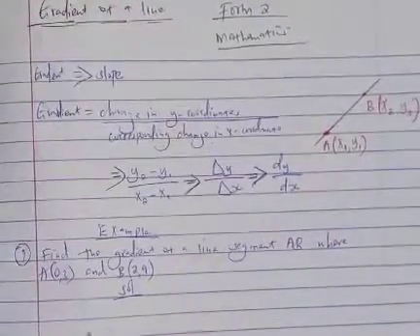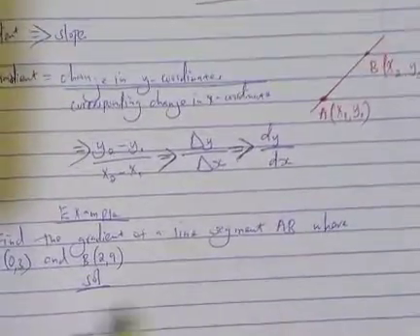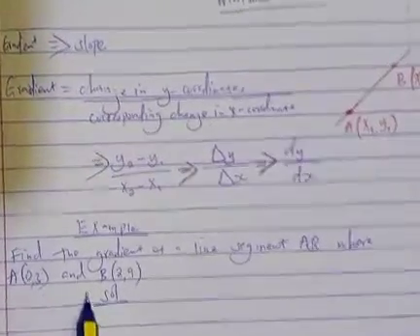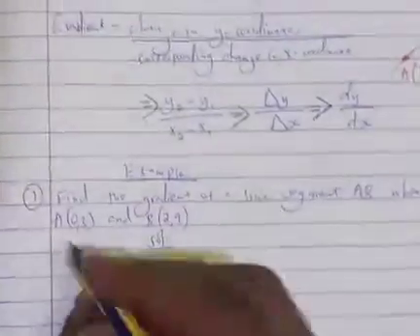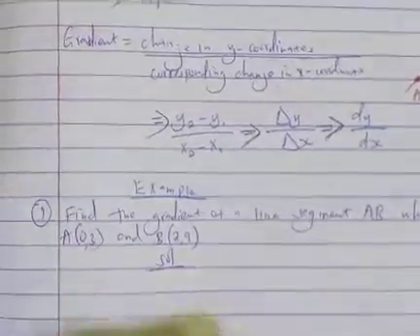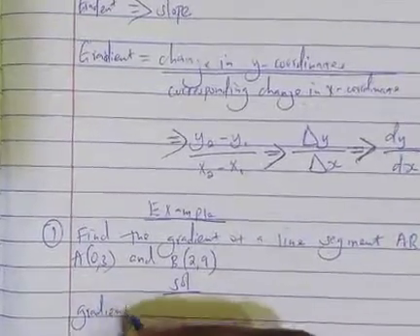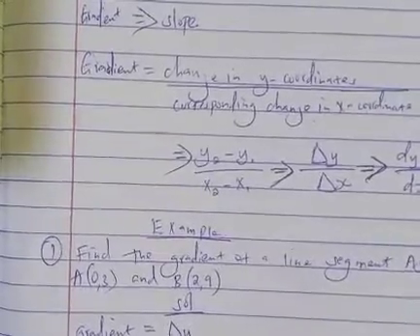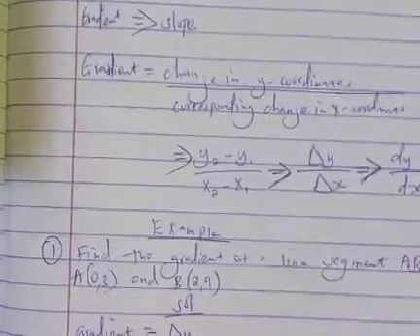For example, find the gradient of a line segment AB, where A has coordinates 0, 3, and B has coordinates 2, 9. So we are going to tackle this question. And we know from solution, when we want to do solution, we know that gradient is the same as delta y over delta x. In other words, change in y coordinates over change in x coordinates.